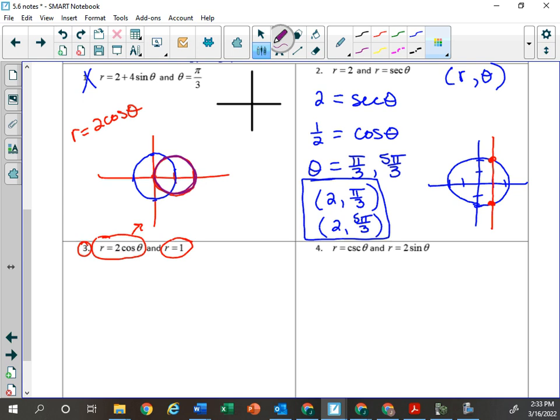So I have to go around twice, right? So 1 intersection, 2 intersections, 3 intersections, 4 intersections. Why do you have to go around? Because if I actually graph 2 cosine theta, and look at 0, I get 2, right? Oh, it only goes to pi, and then you have to do it twice.